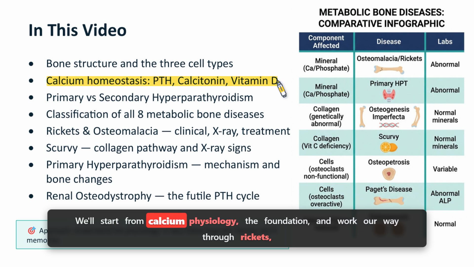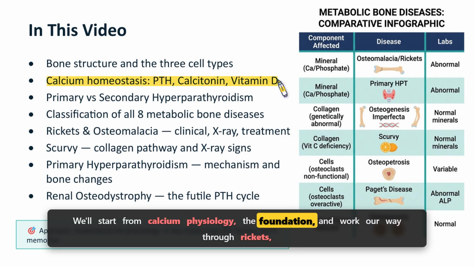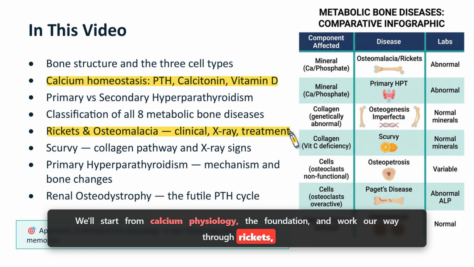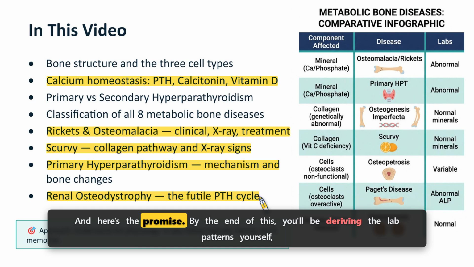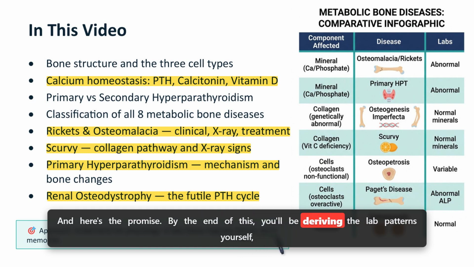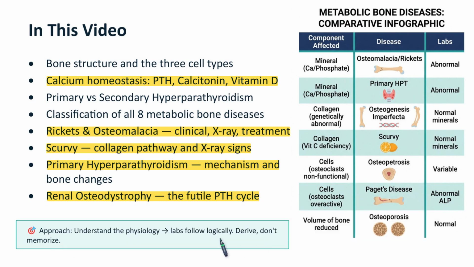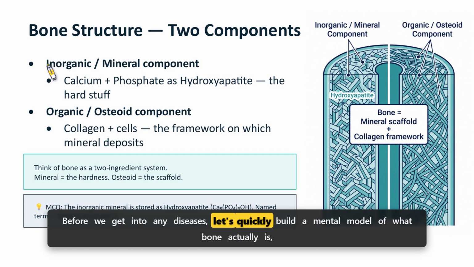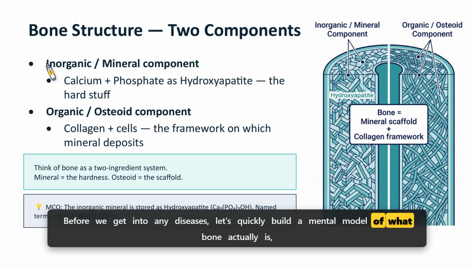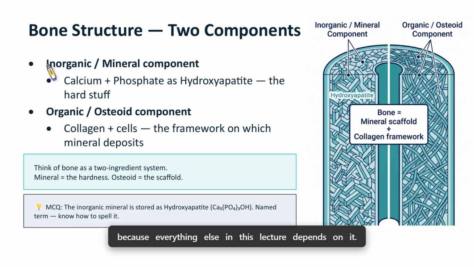We'll start from calcium physiology, the foundation, and work our way through rickets, osteomalacia, scurvy, primary hyperparathyroidism, and renal osteodystrophy. And here's the promise. By the end of this, you'll be deriving the lab patterns yourself, not memorizing them. Before we get into any diseases, let's quickly build a mental model of what bone actually is, because everything else in this lecture depends on it.